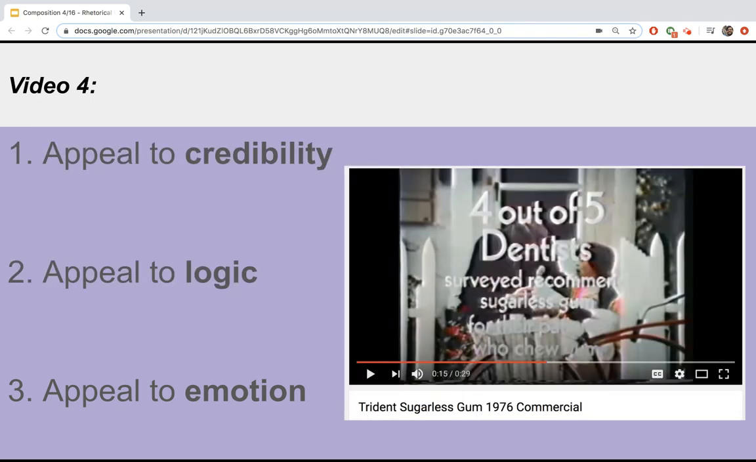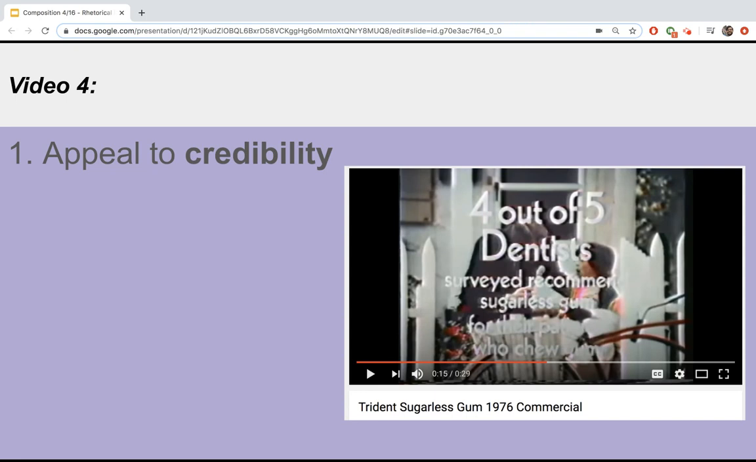was the Trident sugarless gum commercial from 1976. In this commercial, you had the classic 4 out of 5 dentists surveyed recommend sugarless gum for patients who chew gum. Was this strategy an appeal to credibility, logic, or emotion? This would be an appeal to credibility.